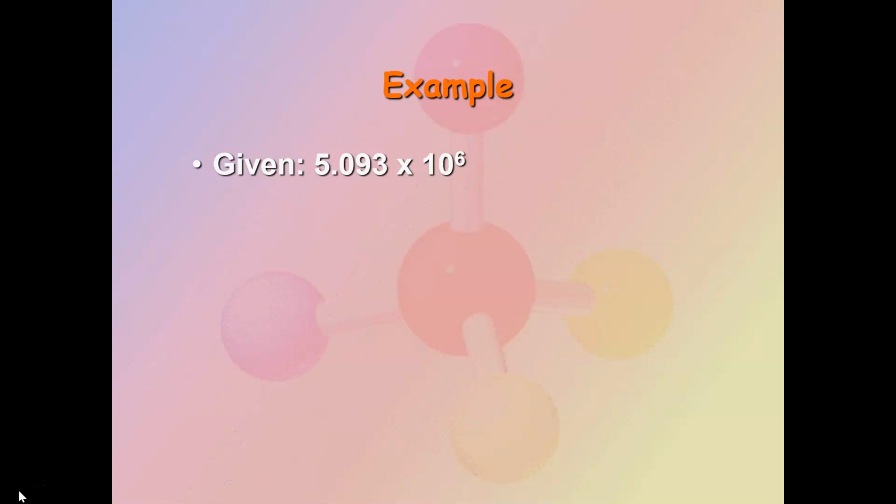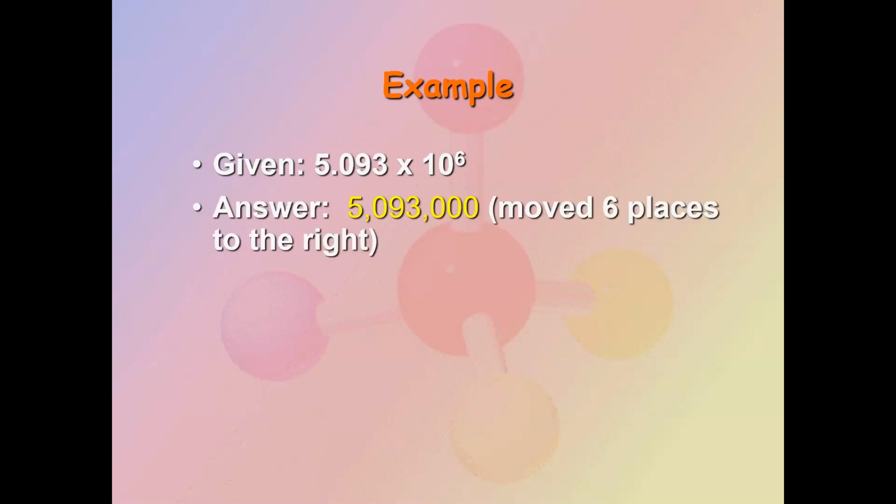So if you were given 5.093 times 10 to the 6th, positive exponent, going to move to the right. So we move 1, 2, 3. Then we run out of spaces. I need to move 3 more. So I'm going to add zeros in its place to make 5,093,000.